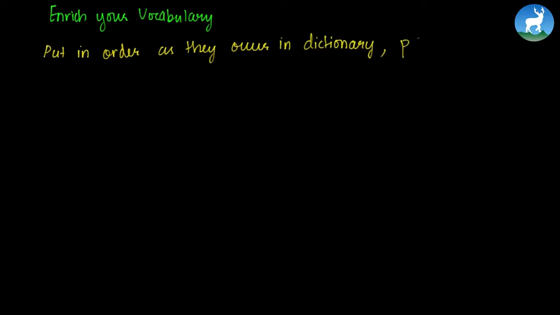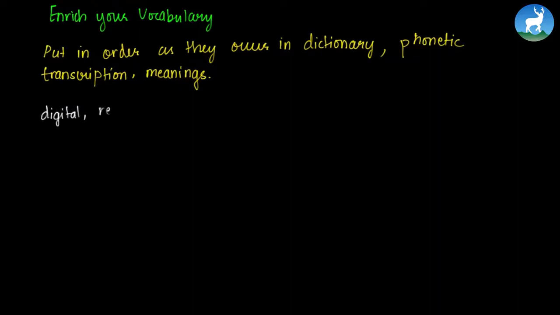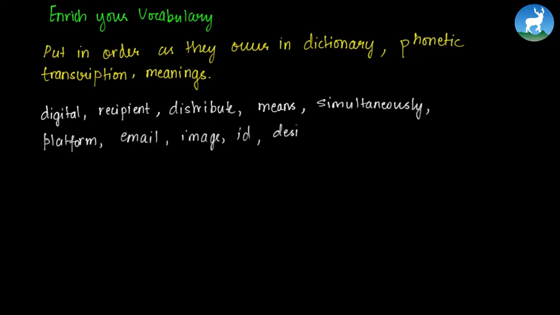We have a few words. We need to put them in order as they occur in the dictionary, give their phonetic transcriptions, and the meanings. So here are the words. So these are the words and we need to put them in correct order as they occur in the dictionary, write their phonetic transcriptions and their meanings.